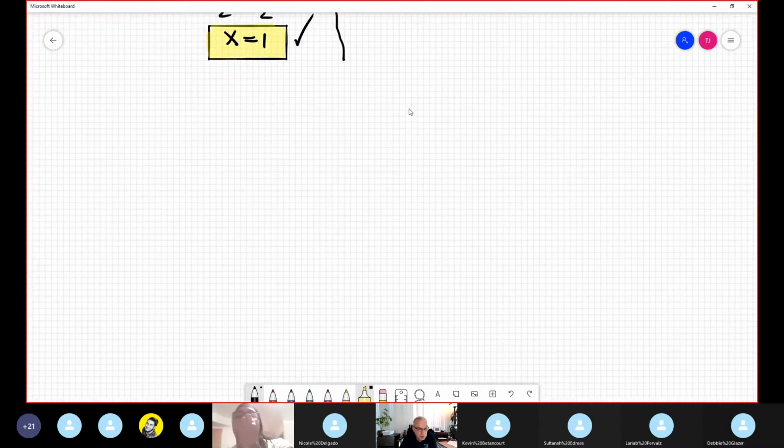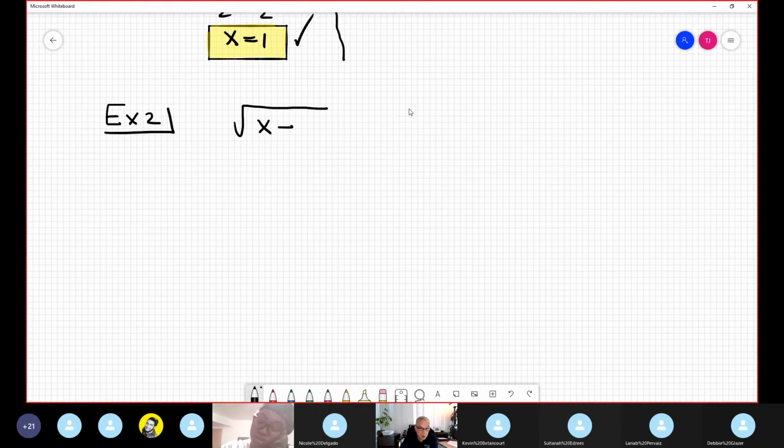Okay, example 2, very important. Look, pay attention. This is the classical example I like to put in the test. Example 2. Suppose the square root of x plus 8, plus 12 outside the radical, equals x. Radical equation, second example.